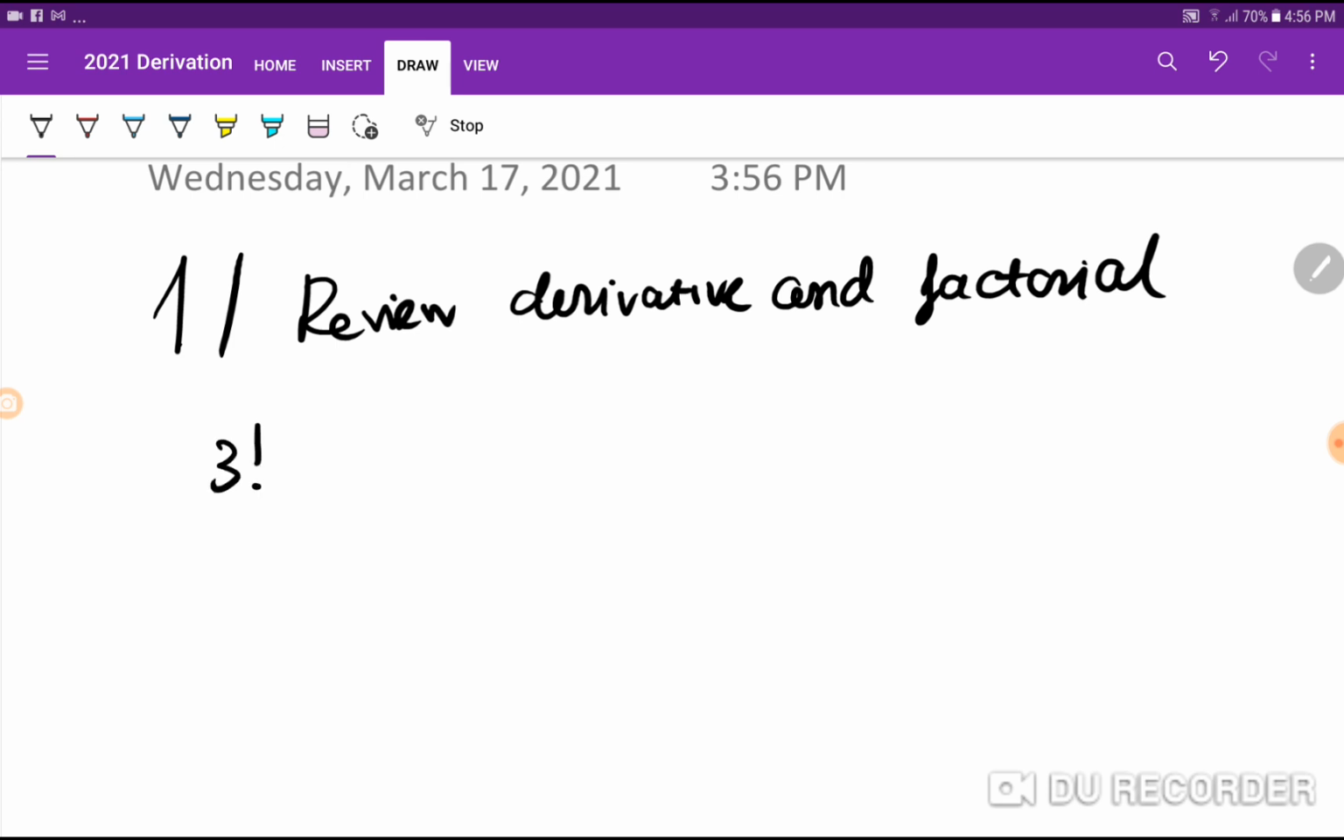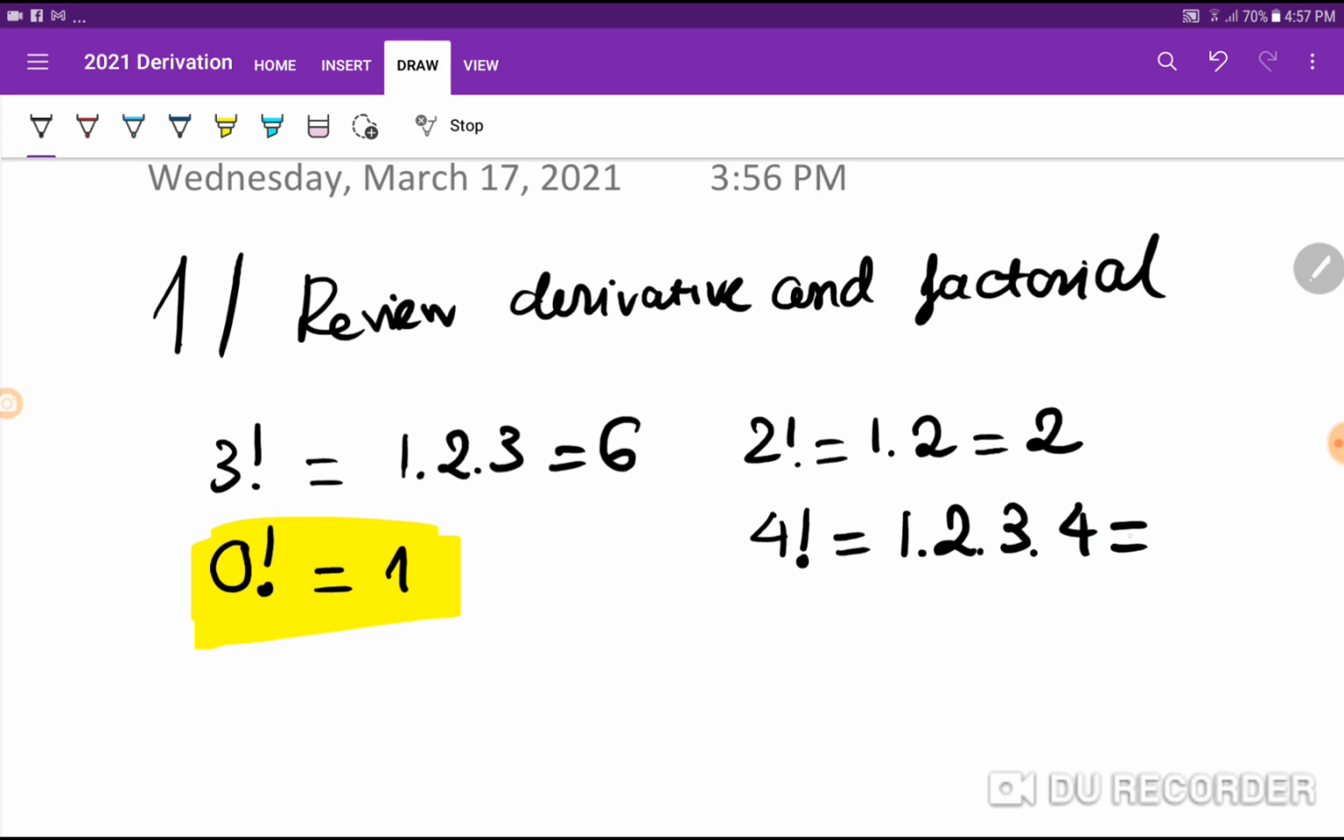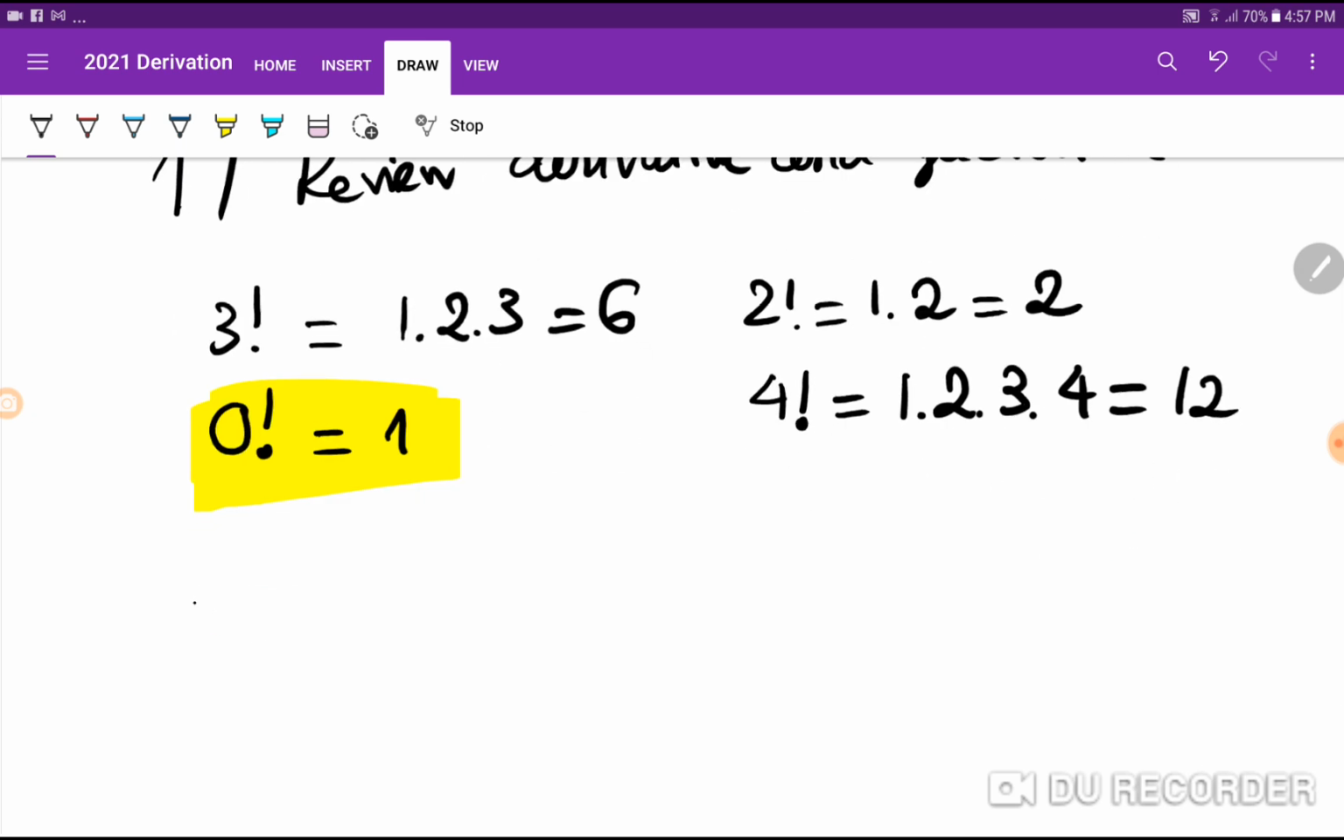So what is 3 factorial? It will be 1 times 2 times 3 equals 6, okay? What is 0 factorial? Be careful. This is 1. I don't know why, but there are many mathematicians who explain it better than me. But we have to go with the fact that 0 factorial is 1. So 2 factorial is 1 times 2, 4 factorial is 1 times 2 times 3 times 4 equals 24, right?